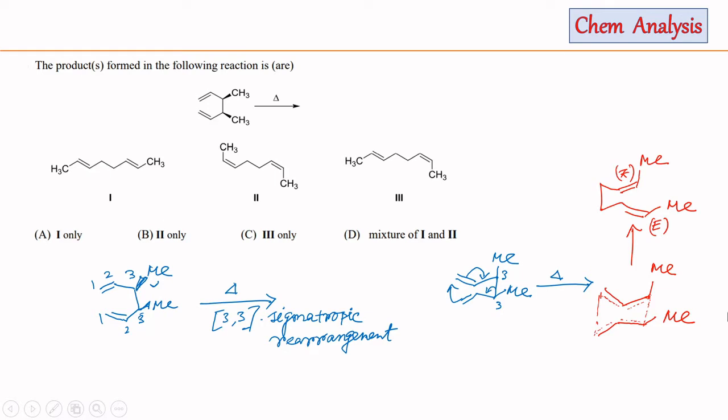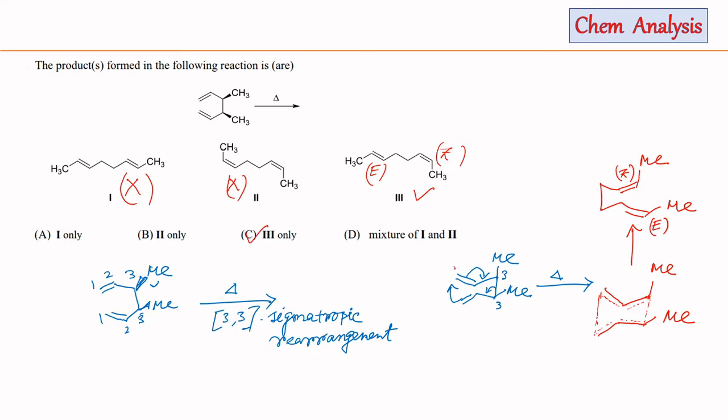And from the given options we can see in the first option both the two double bonds are E, so this option is not correct. In the second case both the two double bonds are in Z orientation, so it is also not correct. And in the third case one double bond is E and another double bond is Z. This is the correct product for this transformation. So we can see that option C is the correct answer.